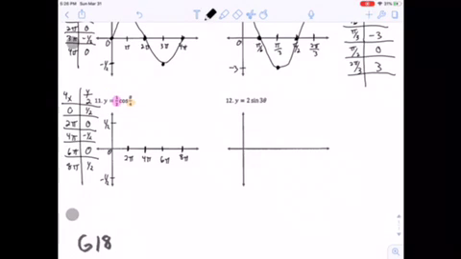And now plot your points. 0, 1/2. Then down to 0. To negative 1/2. To 0. Back to 1/2, and connect the dots, drawing it as a curve. Don't draw it as a V, because that would be an absolute value function. Okay, make sure it curves.